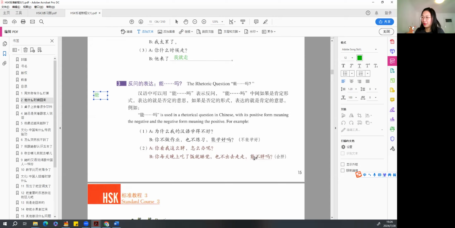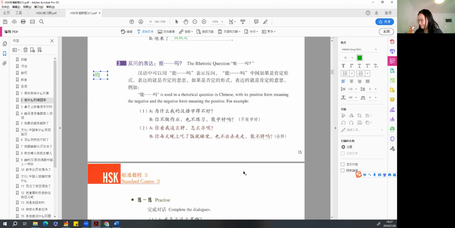But actually the real meaning the person is saying is, you will definitely be fat because you sleep right away after you finish dinner every night and you don't go outside to take a walk. You must be fat. So that is the meaning of the sentence and how we use the rhetoric question over here. So it's quite neat.